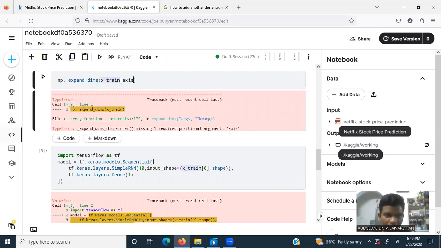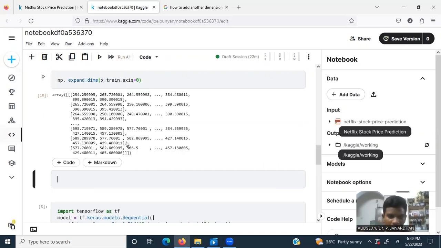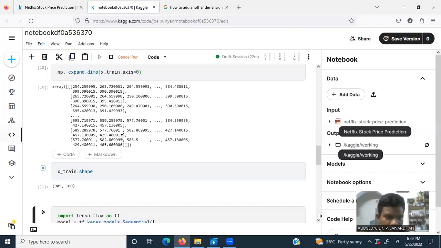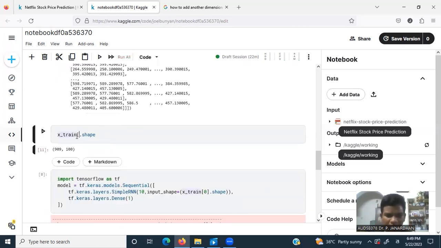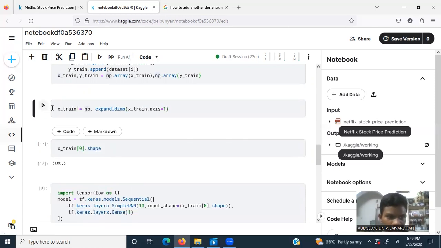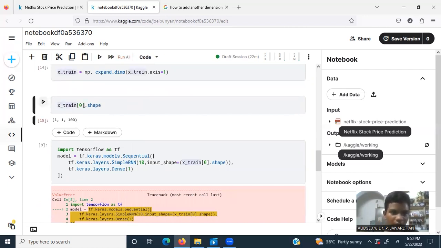X is equal 0, I think. Axis 0. Now let's look at X_train.shape. It will work now, I think. X_train[0].shape is 100 only. Let's say x is equal to 1. Actually, it's x is 0.